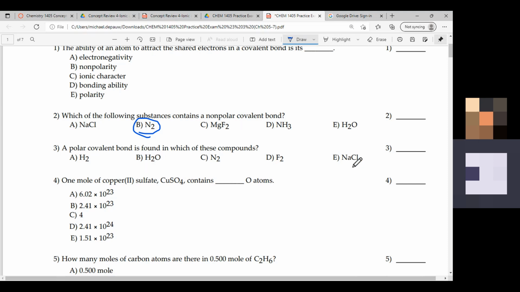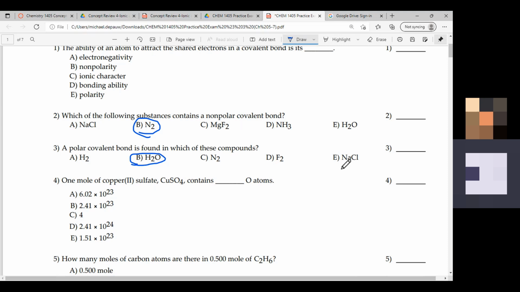Okay, what kind of bond is NaCl? Ionic. If it's ionic, is it covalent? No. So the answer is going to be B. Now the truth is, NaCl is very polar. Ionic bonds are always extremely polar, but it's not covalent.